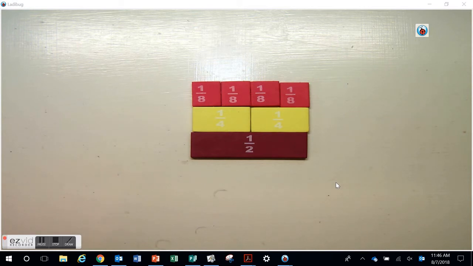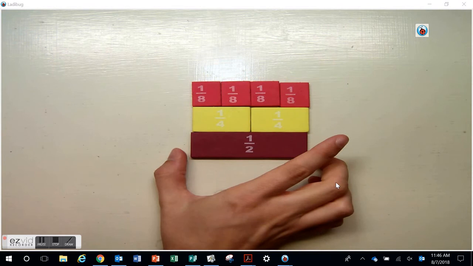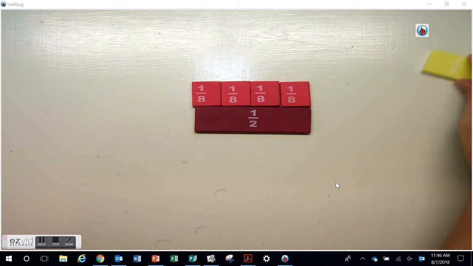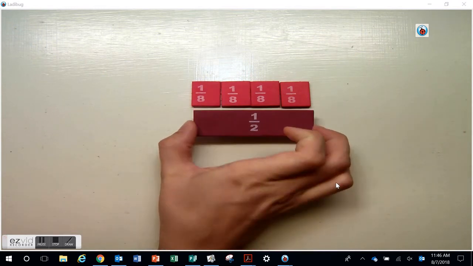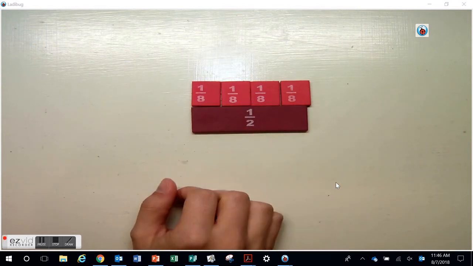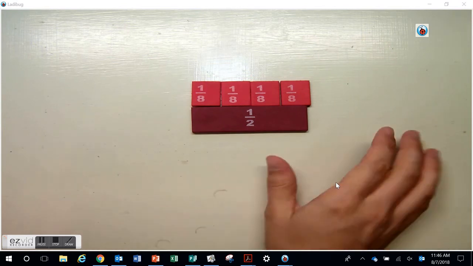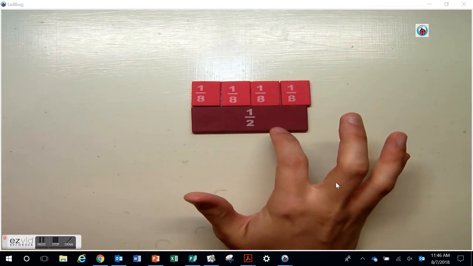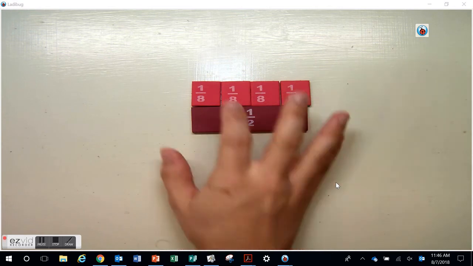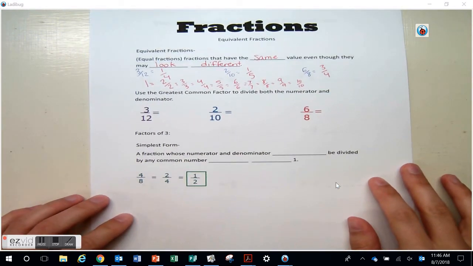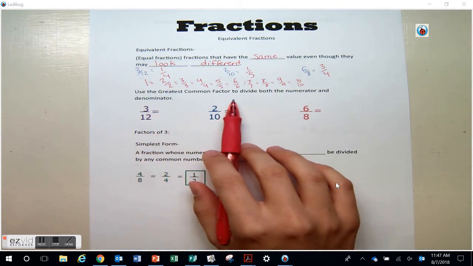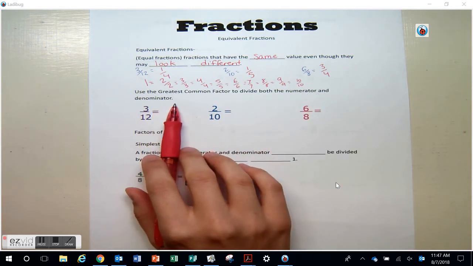Why might someone prefer to say that 4/8 is equal to 1/2? Well, I only need one piece here. It's pretty easy for me to use 1/2 versus 2/4 or 4/8. To get from 4/8 to 1/2, we're going to use the greatest common factor to help us. Use the greatest common factor to divide both the numerator and denominator.